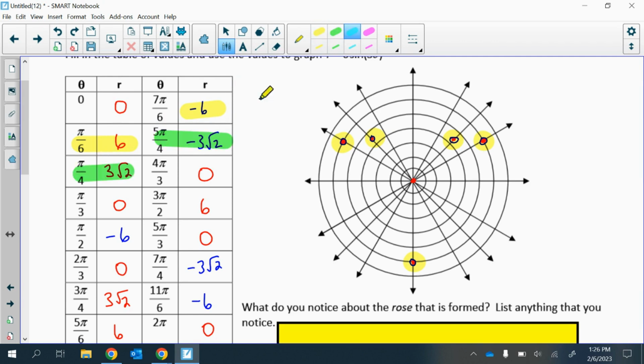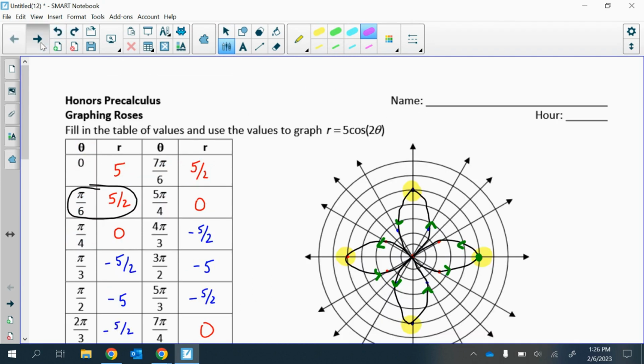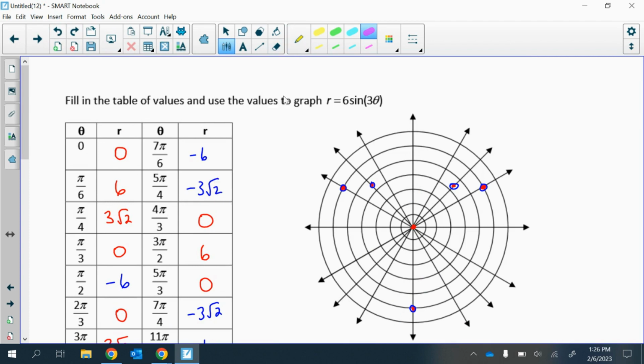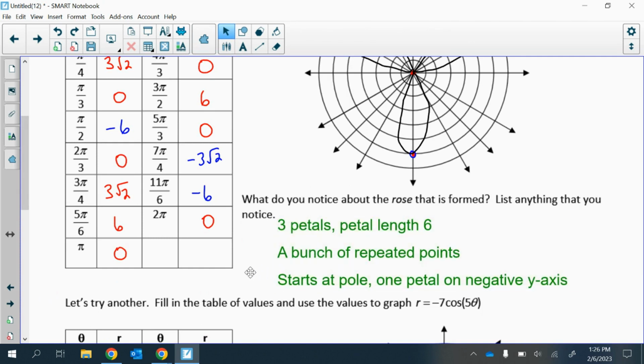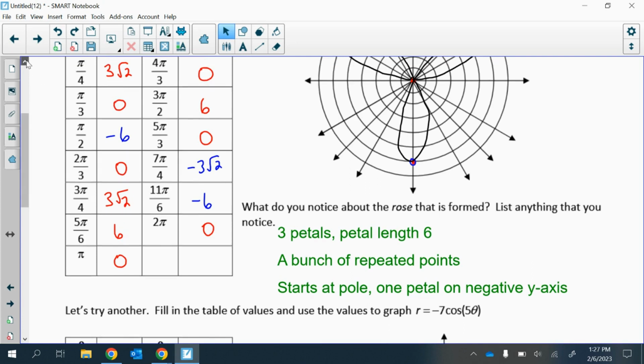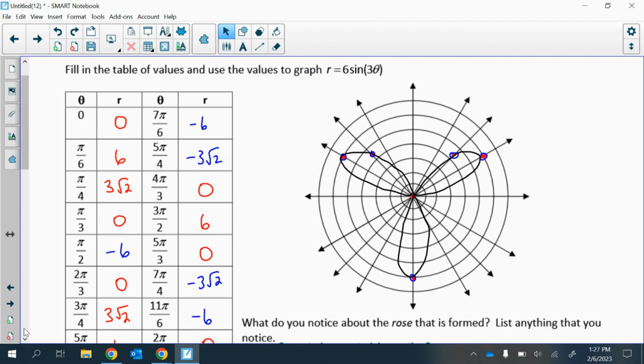These two actually match up, and so on. So what you see is that each of these things ends up being repeated when I do this, and so my graph only has to go a period of pi in order to go all the way around. So I end up with 3 petals, and then it shows up twice. So there are a bunch of repeated points. Again, it starts at the pole, and I have 1 petal on the negative y-axis is what it looks like. But 3 petals, the petal length was 6.